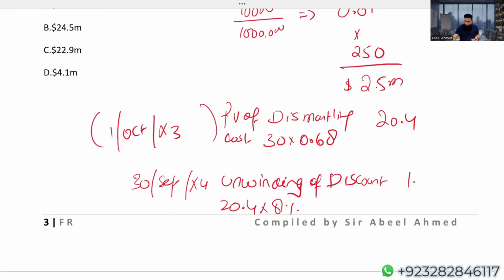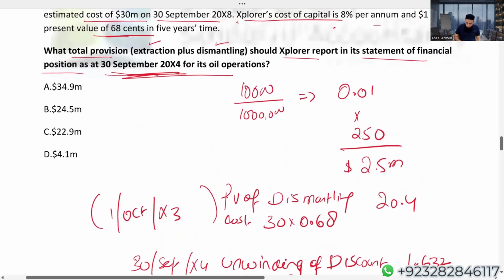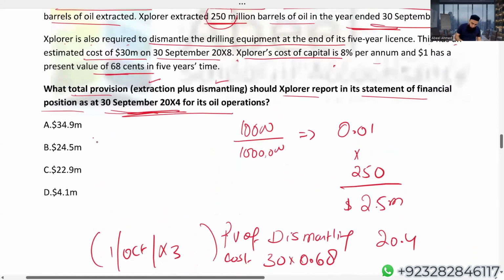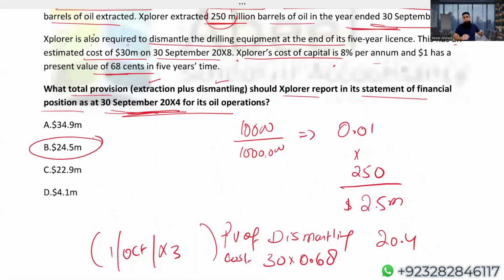Students, I'm getting 1.632. So here comes the total provision. 2.5 plus 20.4 plus 1.632. Students, I'm getting 24.532 million. And let me tell you one thing. If you do not get the exact answer, then obviously go to the closest one. 25, I'll go for part D. Logically, the answer is B, 24.5.